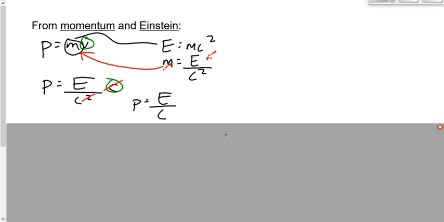Now, on our data sheet, that looks a little bit different, but it is on our data sheet. On our data sheet, it looks like this: E is equal to p times c. The energy of a photon is equal to the momentum of a photon times the speed of light.